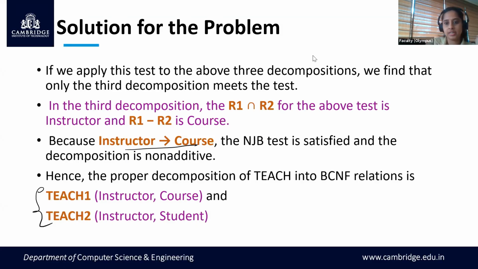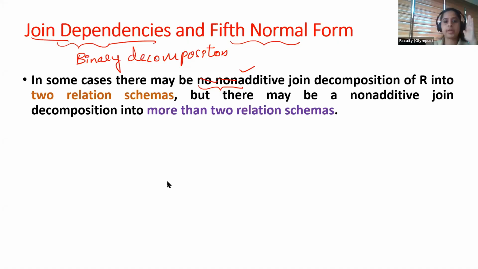Now we'll jump to fifth normal form quickly. Okay, I'll just brief the fifth normal form, give you only a brief. When you read it, you will understand. It's not that simple, because my main intention is to go to the problems. Problems is my first concern. Okay, join dependency.